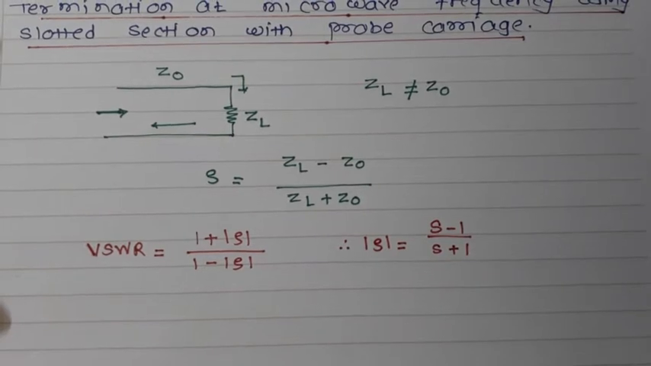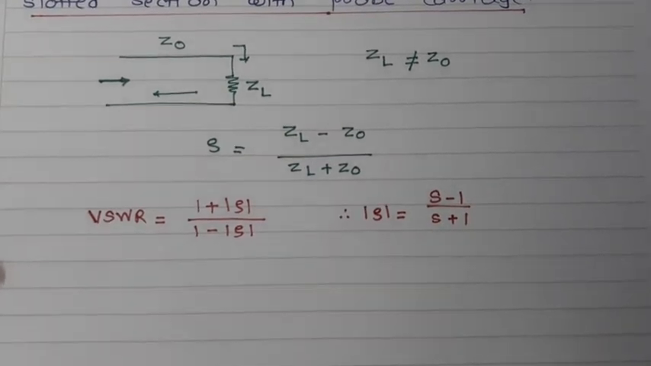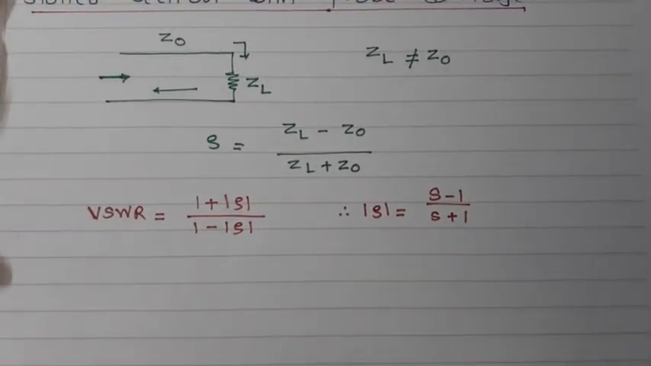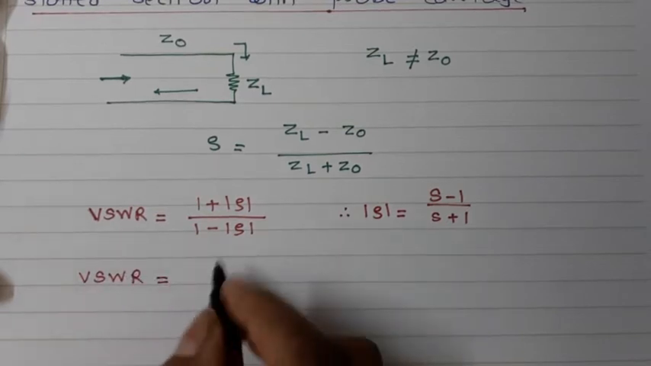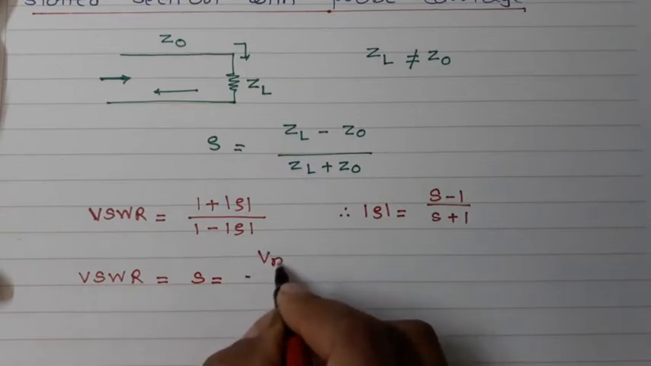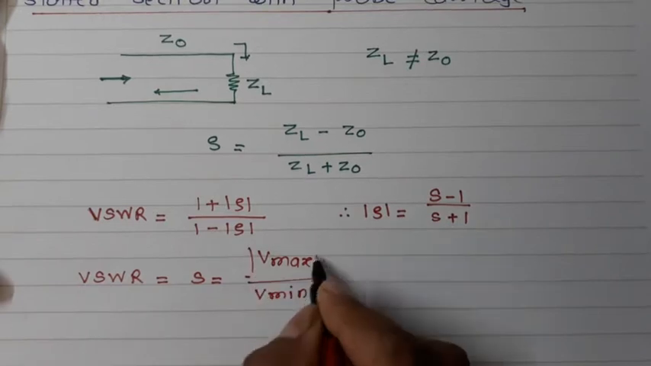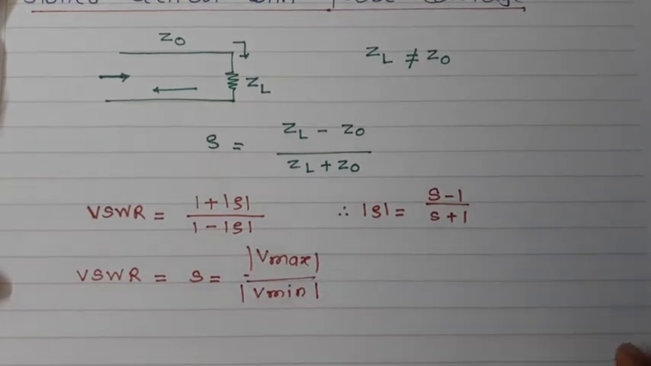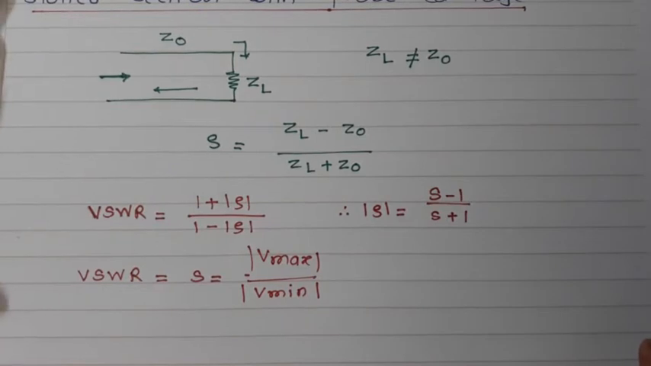Now here in our case we are having the probe carriage and we are interested in calculating the VSWR with the help of the probe carriage. So how are we going to find out? If we know the maxima and minima, VSWR is denoted by S and will be calculated by V max divided by V min. So if you know the maxima and the minima, it is very possible for you to find out the voltage standing wave ratio.